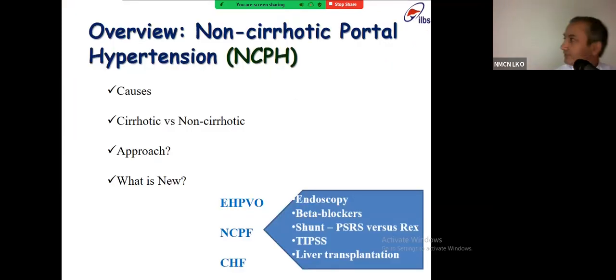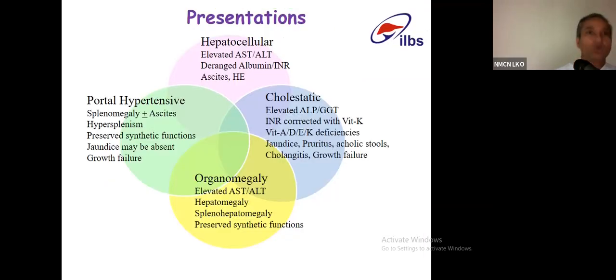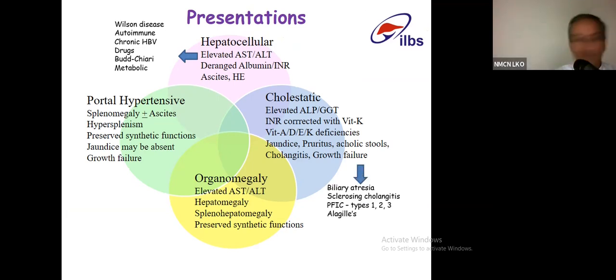So this will be my overview on non-cirrhotic portal hypertension. Presentations of liver disease, as we all know, are hepatocellular, cholestatic, organomegaly, and portal hypertensive. Various etiologies are there in each category.